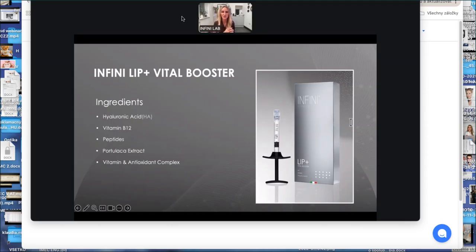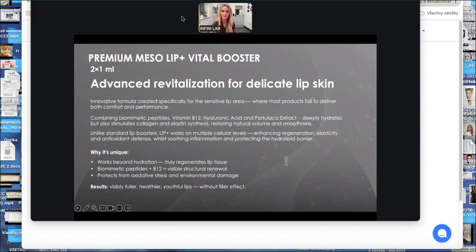It contains hyaluronic acid 20 milligrams per 1 ml, but it's non-cross-linked, so it's not going to give you volume. It will give you loads of hydration. There are also peptides, which will tighten the skin, and vitamin B12, which will increase the circulation of the tissue. So if someone would like a little bit more redness of the lip, that will give that too, because the circulation will be higher.